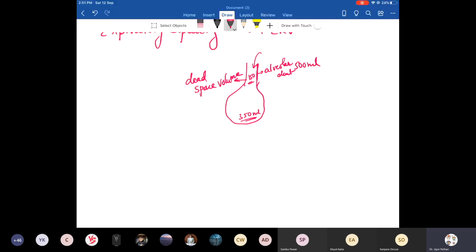Clear? That is called dead space volume. Got the point? What is dead space volume? If 500 ml is reaching the alveoli, out of 500, only 350 will reach the lower side. This is blood vessels, right? This is lungs. So, the 150 that remains in the duct is called dead space volume.